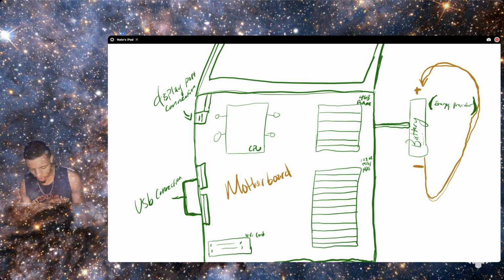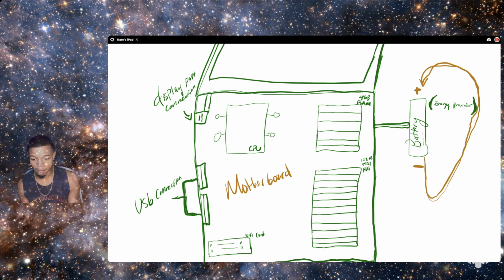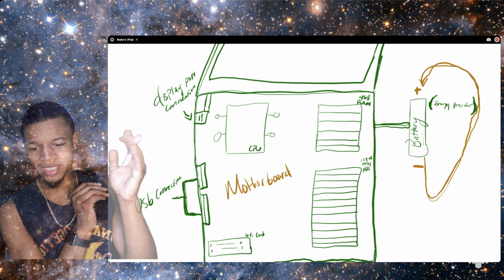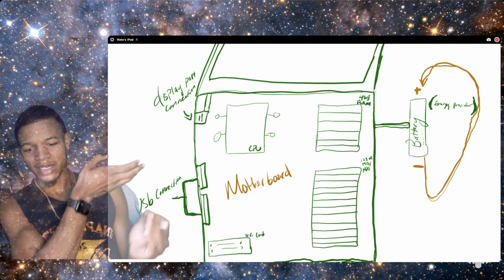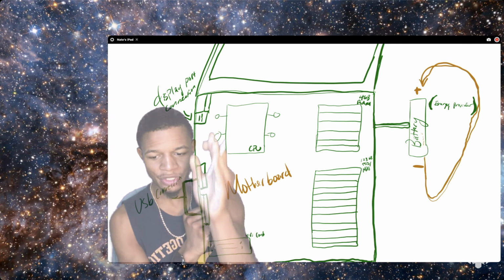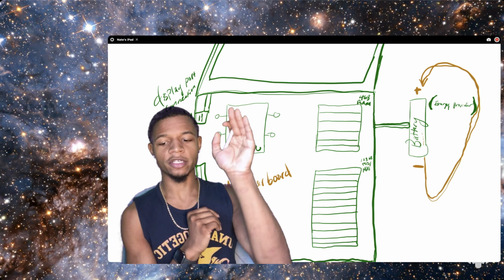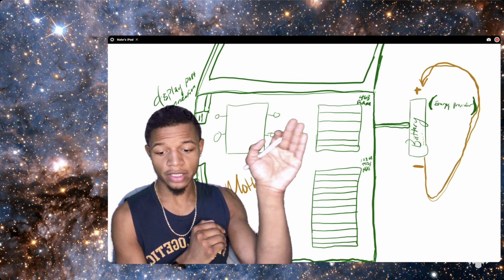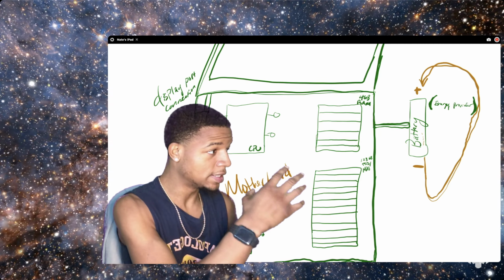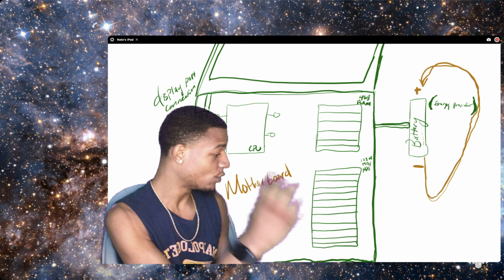Well, we can't forget about the main parts of the computer, which is the CPU and the RAM. So you got the CPU right above. You got the RAM right there, and then you got the hard drive and the SSD right here.